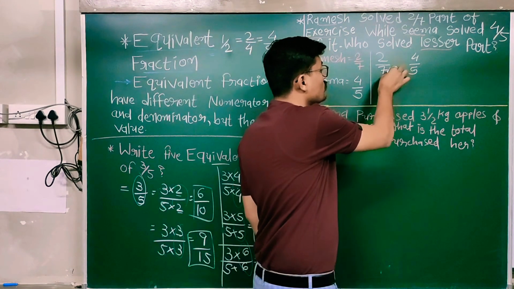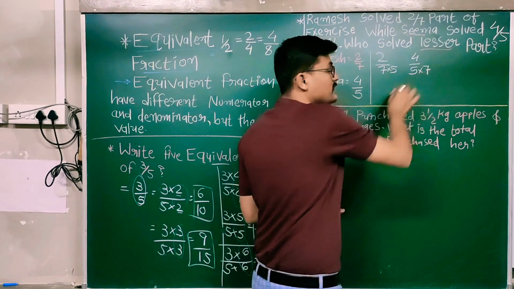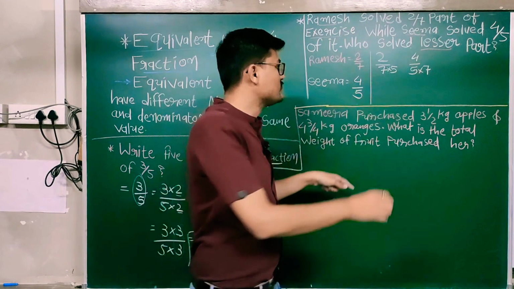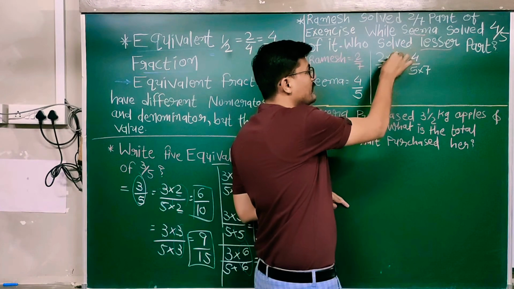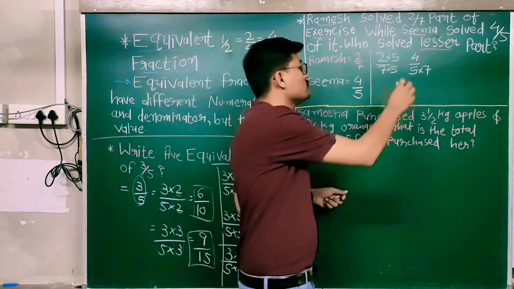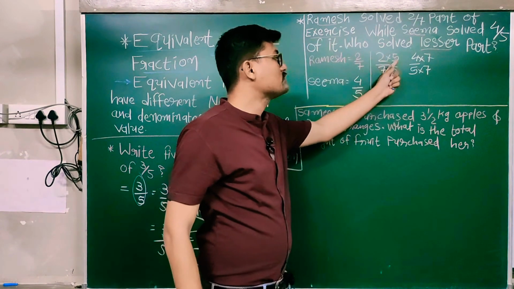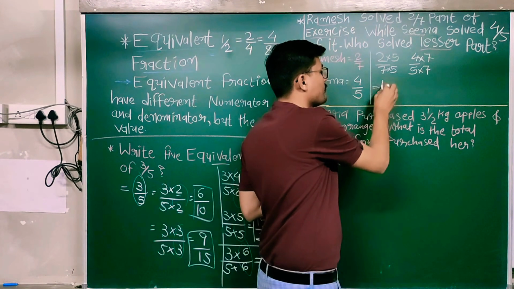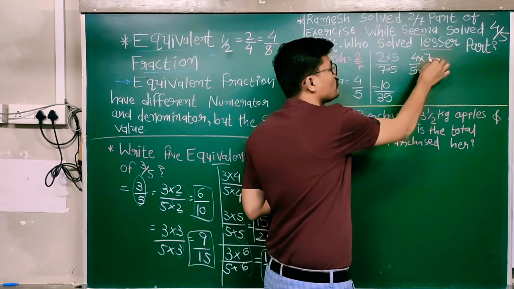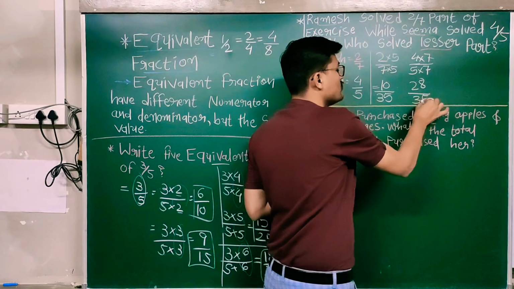So 7 5s are 35, 5 7s are 35. So that is why I'll multiply by 5 in the denominator, and I multiply in the numerator as well with 5. So यहाँ पे 5 2 का 10 upon 35, 4 7 का 28 upon 35.